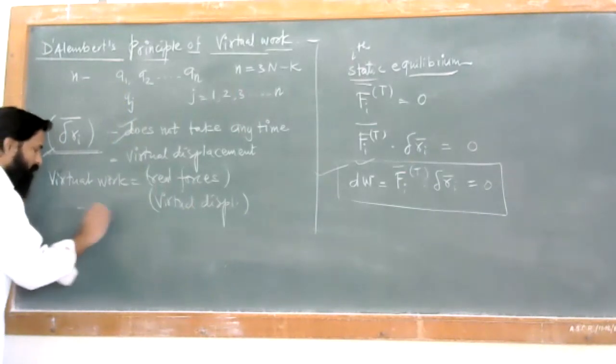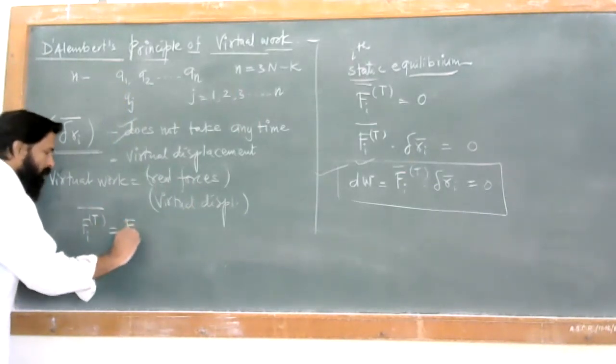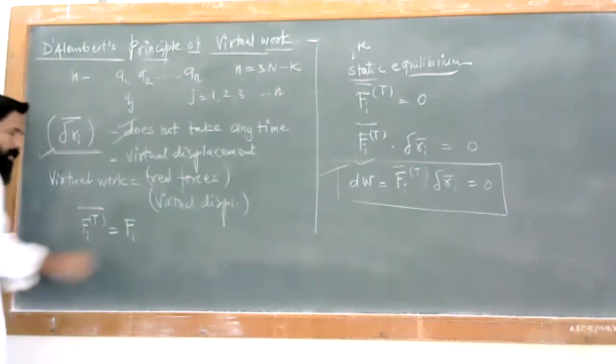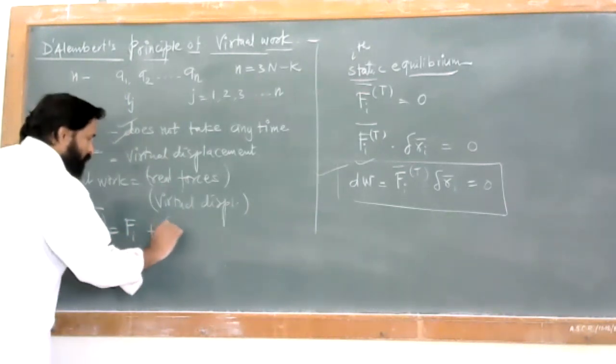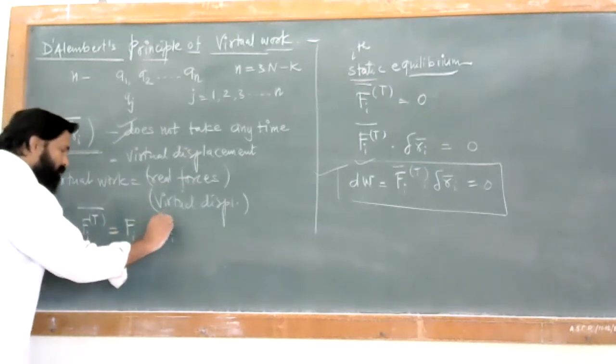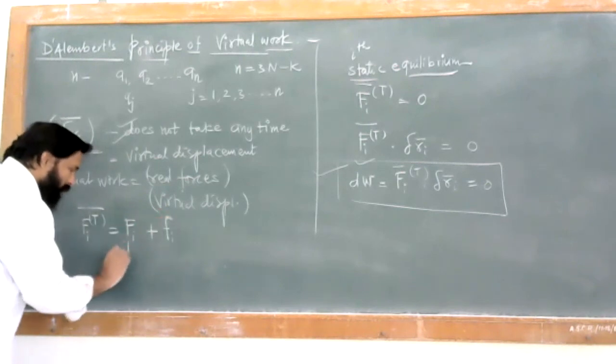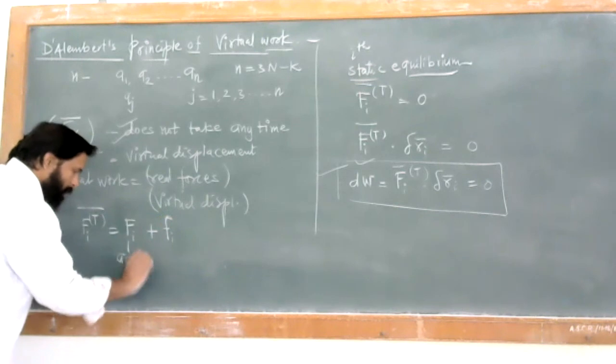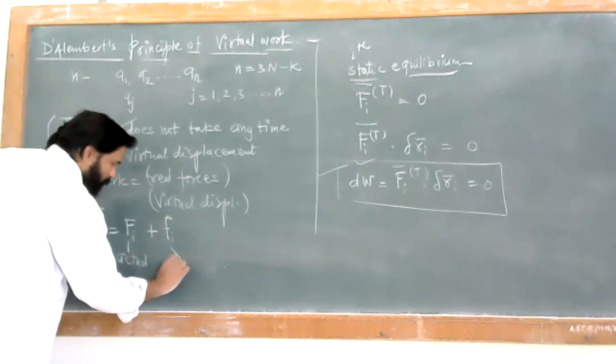that is the combination of the actual forces plus the constraint forces. त्याच्यावरती काहीतरी constraint act होत राहतात. So these forces are nothing but capital Fi. These are nothing but the actual forces, and this is nothing but the constraint forces.